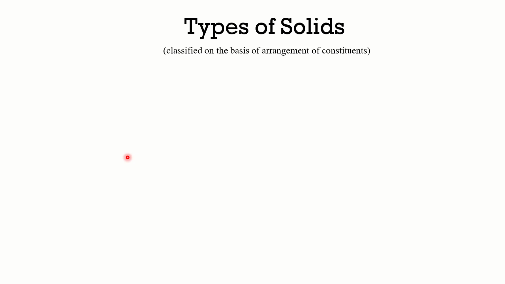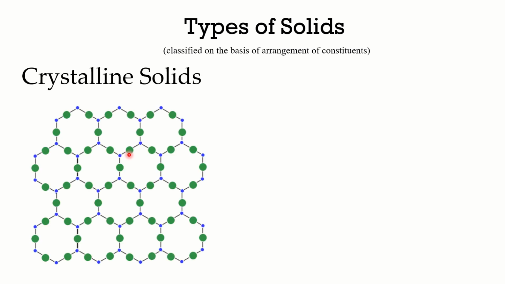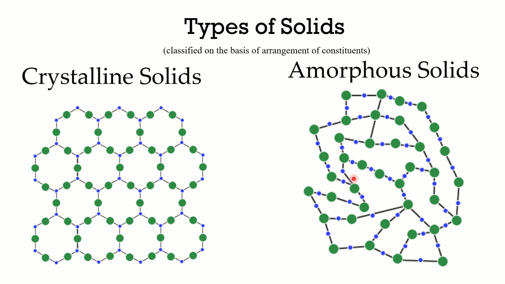Solids are generally classified on the basis of the arrangement of their constituents, and there are mainly two types. In one, called crystalline solids, if I consider the constituents to be atoms, they are perfectly and periodically arranged over large distances. You can see that here all the points are regularly and periodically arranged. These types of solids are called crystalline solids. In the other, the constituents are arranged randomly. This type of solid is called amorphous solids.